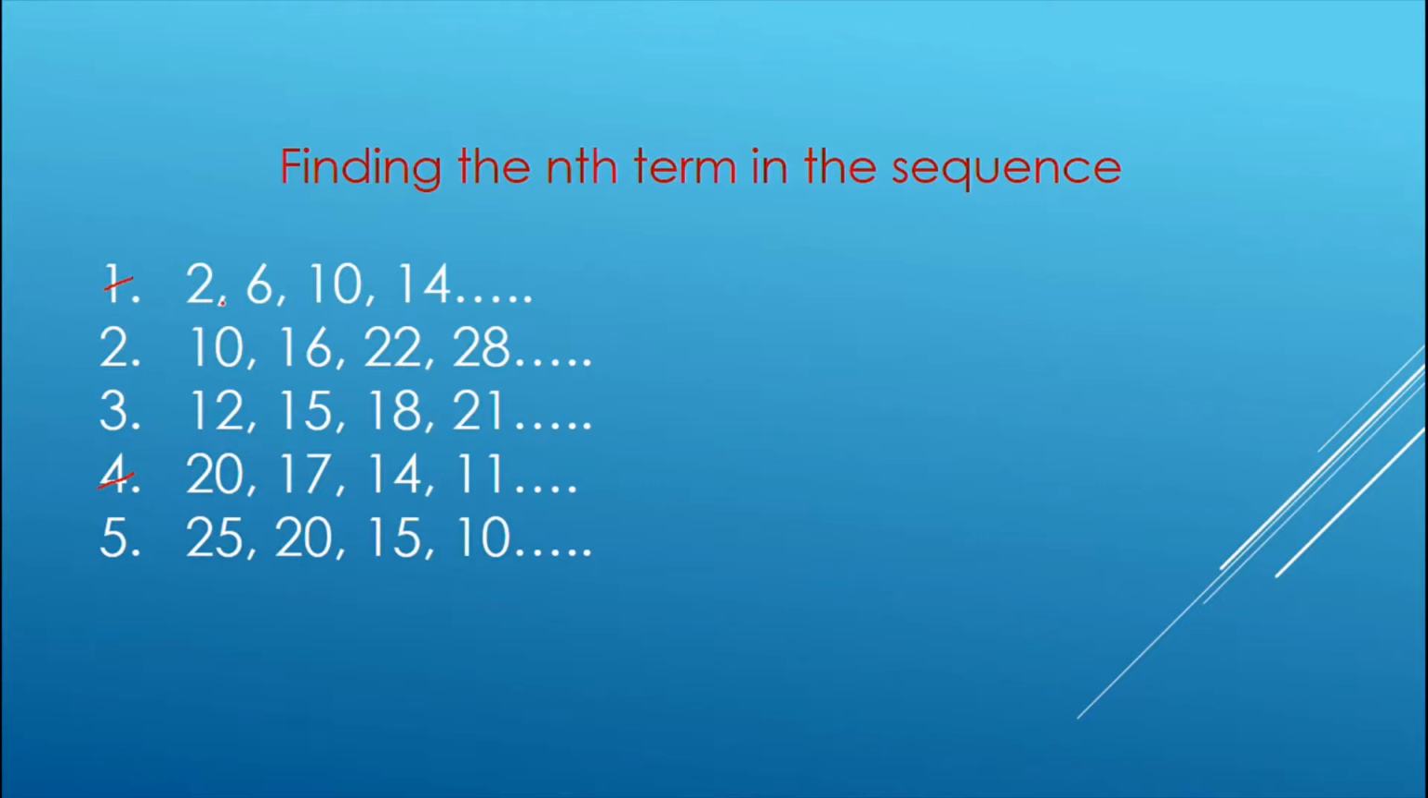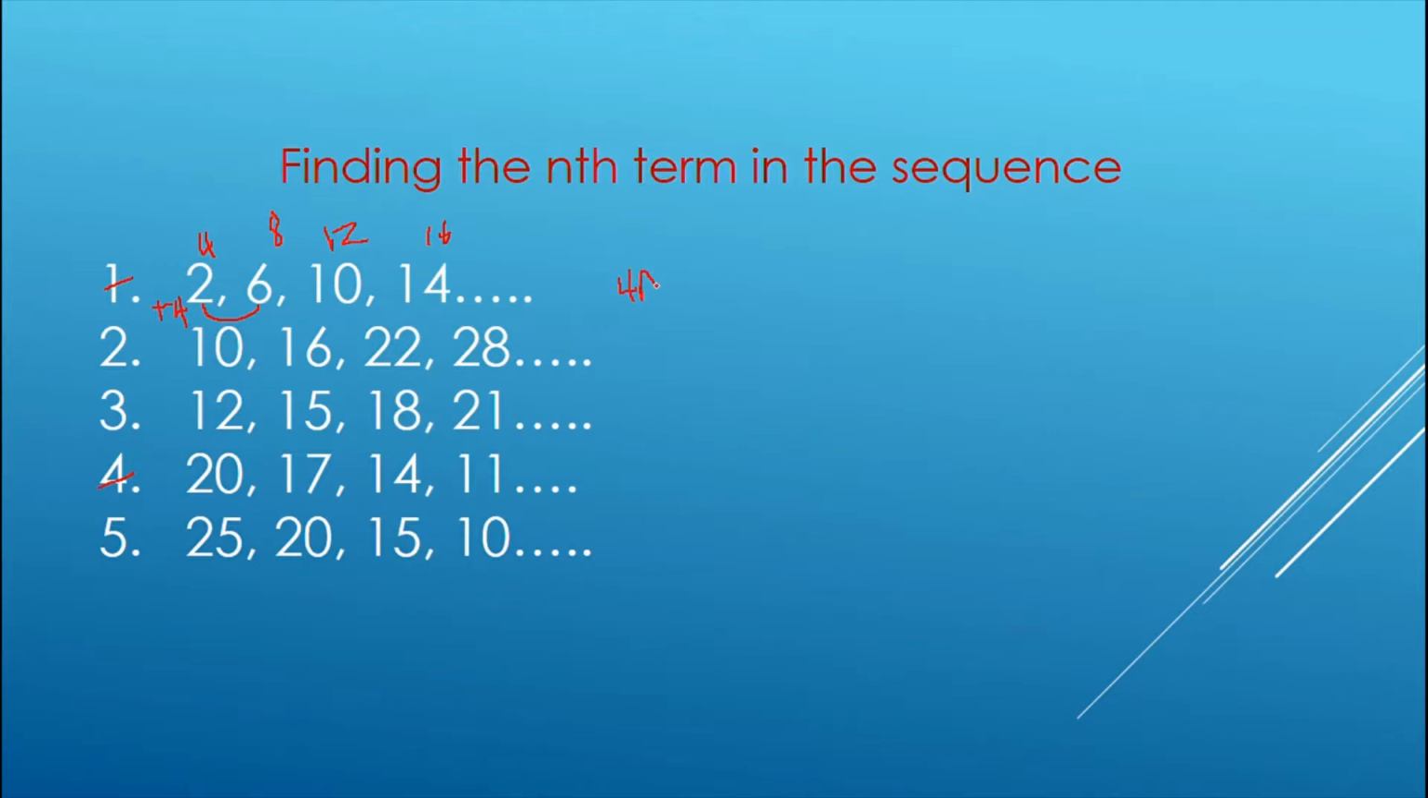We have 2, 6, 10, and 14. So based on our pattern here, the pattern is plus 4. Very good, plus 4. It's because 2 plus 4 is 6, 6 plus 4 is 10, 10 plus 4 is 14. So we're going to do here the table of 4. So we have 4, 8, 12, and 16. So we already have here plus 4, so this one is 4n.